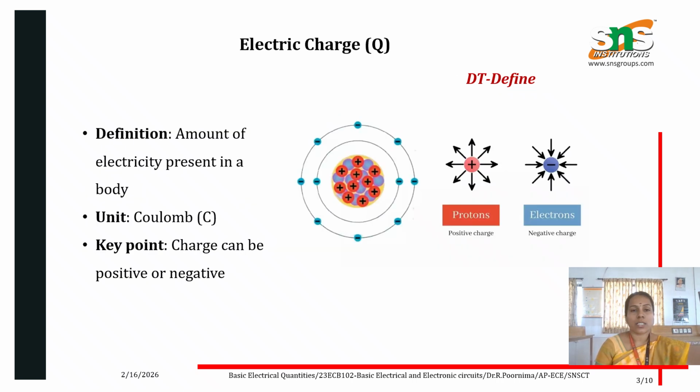First, let us discuss the electrical charge. So, the electrical charge is the fundamental property of a matter. So, it is present in every material. So, in an atom, the charges present are positive and negative charges. Protons are the positive charges, electrons are the negative charges. So, the amount of electricity present in a body is defined by the electric charge. So, the unit of charge is the coulomb.